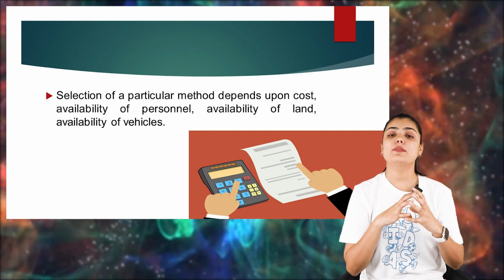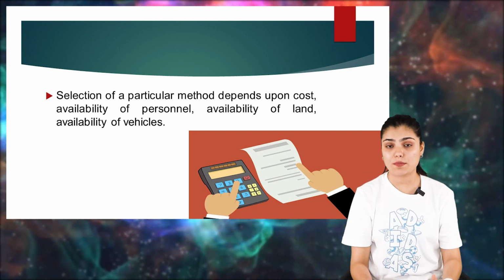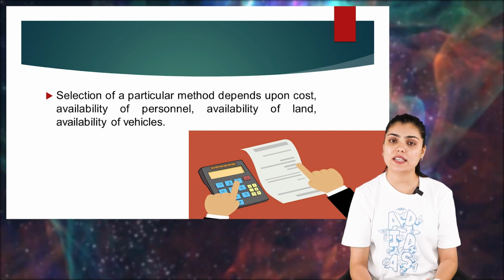So, one single method cannot be chosen as a suitable method for all types of waste management. There are different types of waste that are produced, and it is obvious that we cannot choose one method as the best method. Different methods can be used in different situations according to the availability of the land, availability of the personnel, as well as the cost that is involved in managing the waste.